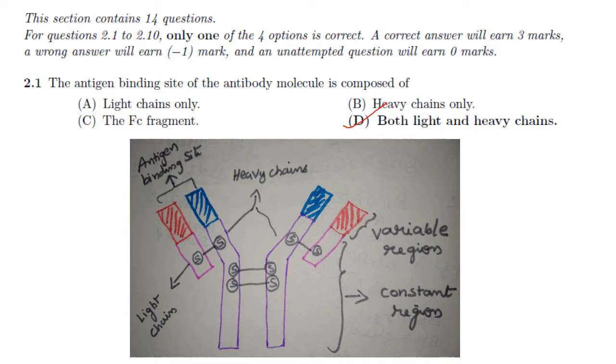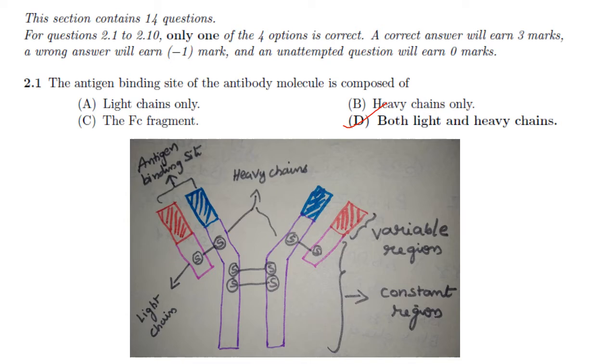The antigen binding site of the antibody molecule is composed of option A, light chains only, B, heavy chains only, C, the Fc fragment, D, both light and heavy chains. Answer is option D, both light and heavy chains.